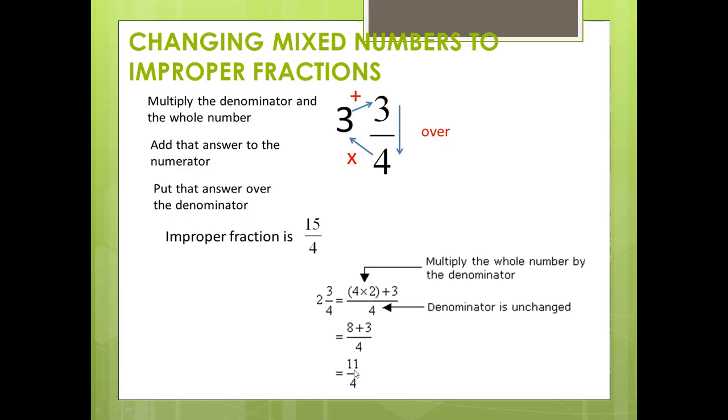equals 11. And we will put our answer 11 over the denominator, which is 4. So if we are going to change 2 and 3/4 to an improper fraction, we are going to get 11 over 4. So we have discussed the classification of fractions, how to change an improper fraction to a whole number or mixed number, and how to change a mixed number to an improper fraction.